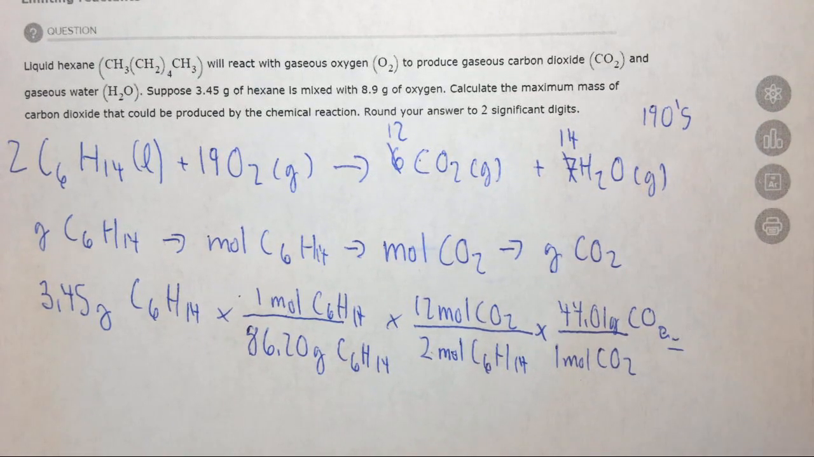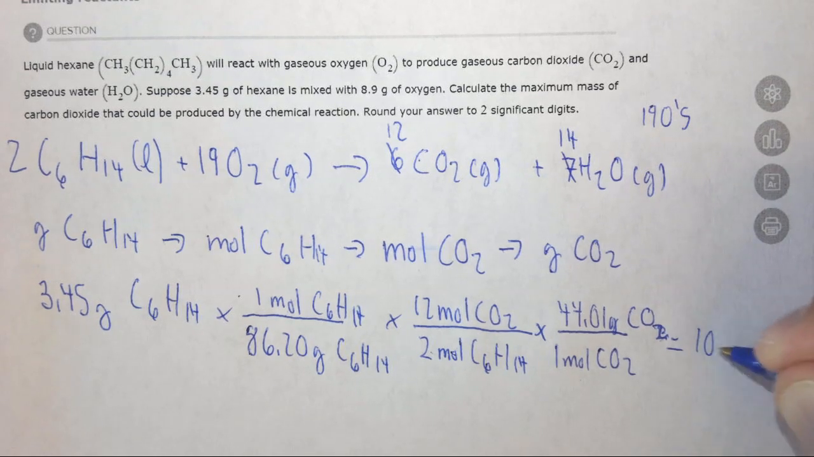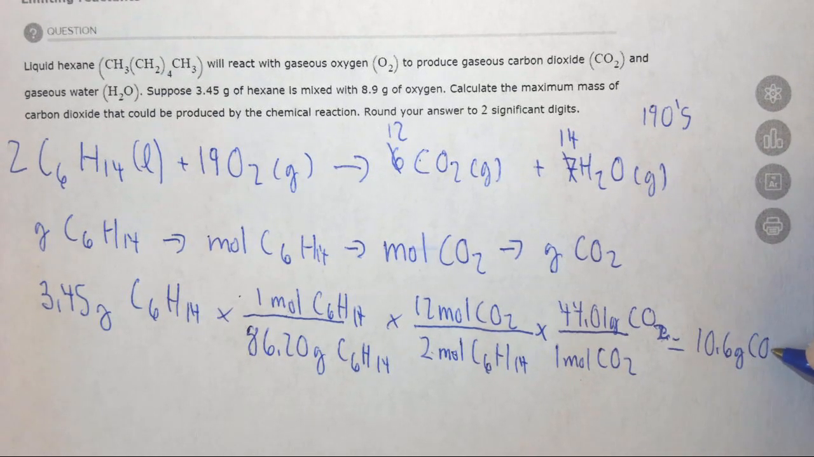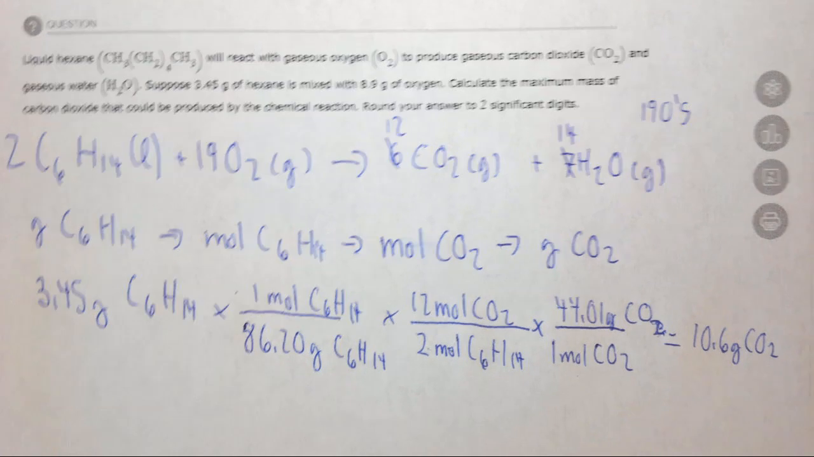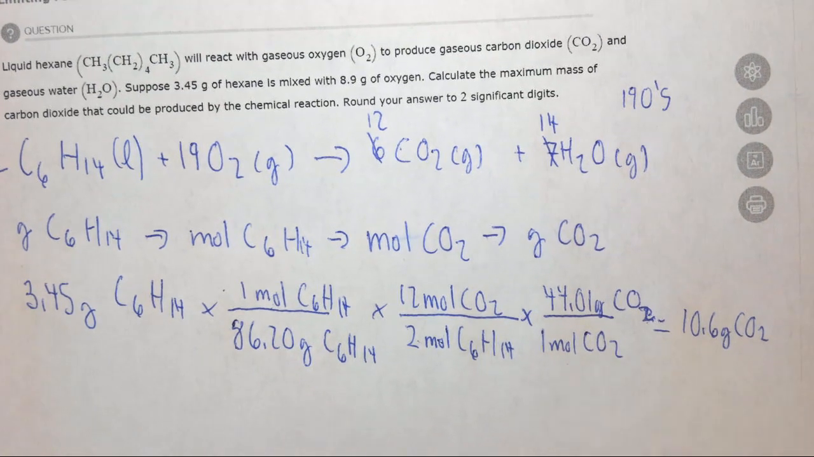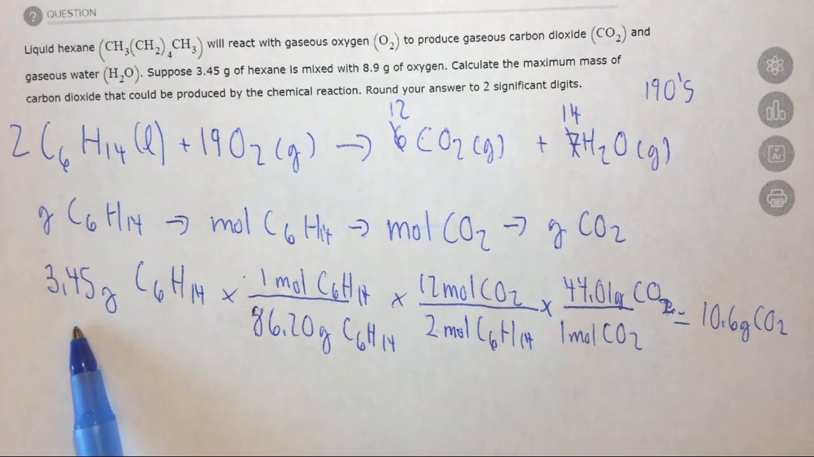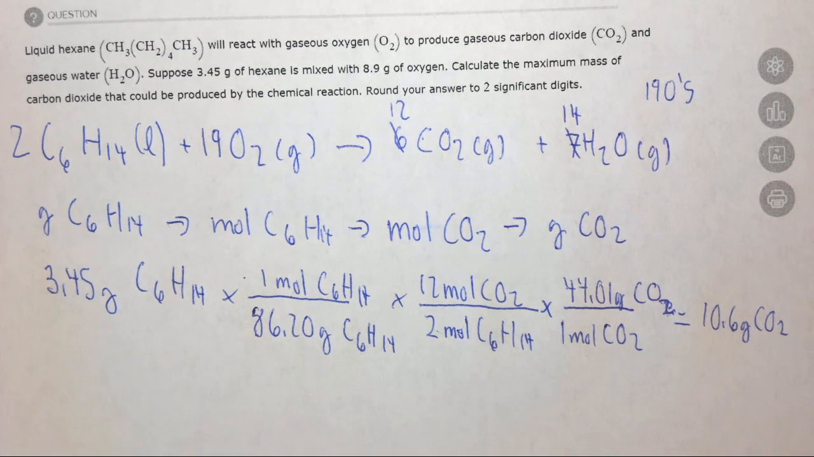When you do all that math, it's a little bit hard to see, so I'm just going to rewrite that. That is a 2 there. When you do all that math, you get 10.6 grams of CO2. So this is how much carbon dioxide I can make if I react all 3.45 grams of hexane.